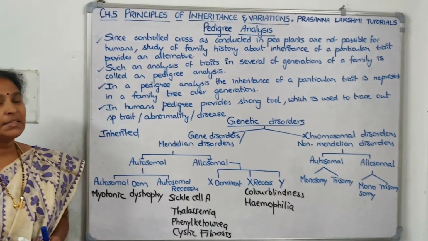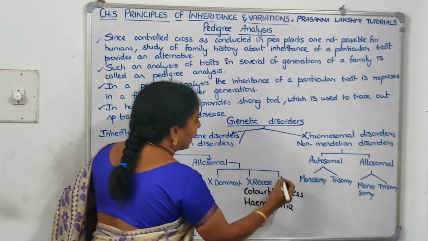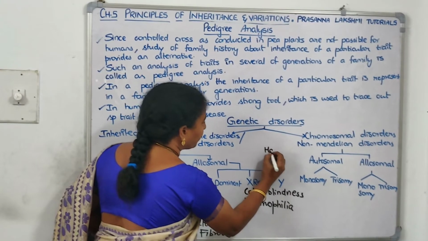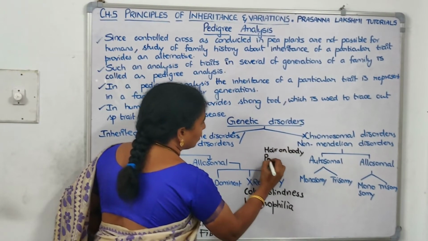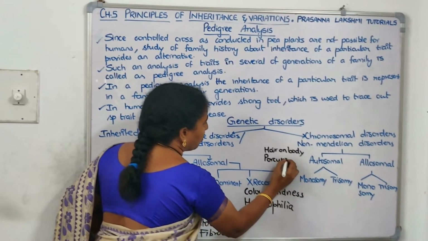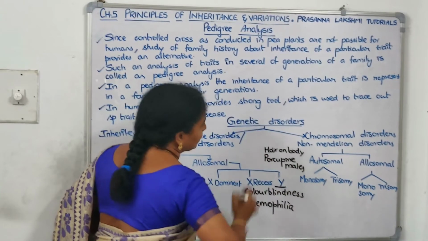Y-linked disorders: examples for Y-linked are porcupine male and hair on the body. So these are some disorders which are Y-linked disorders.